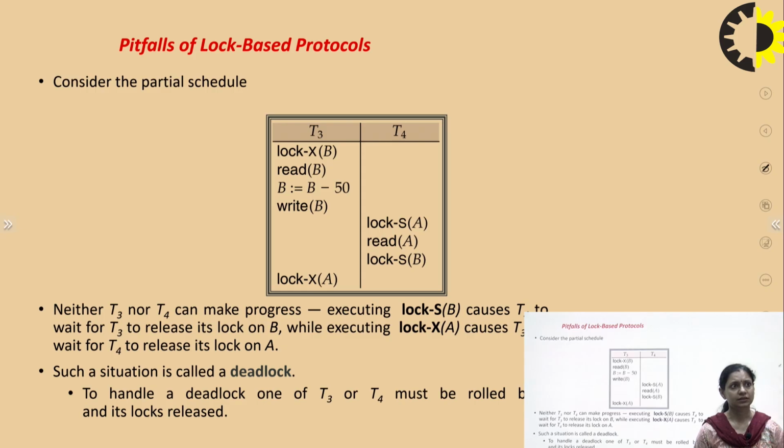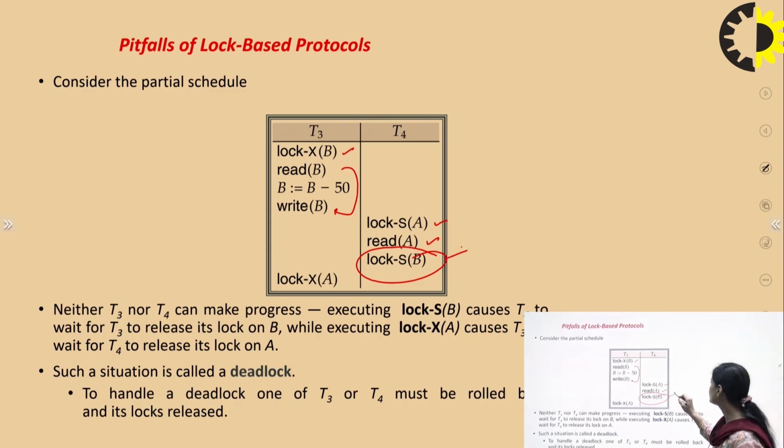So this is the pitfalls or the shortcomings of the lock-based protocol. Suppose we have acquired an exclusive lock on B. Now when this exclusive lock has been acquired, the updations, the read and write updations, can be made, but this lock has not been released here. Now, by that time, the transaction T4 came up, which took a shared lock on A, it read, and now it is trying to take a shared lock on B.